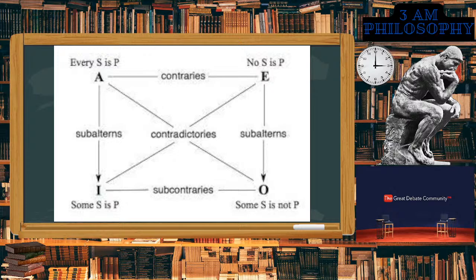Because if I didn't know that some dogs are mammals, if I didn't know that A was true, because A implies the fact that I is true. This is a subalternation. Remember, if A is true, then it implies I is true. If E is true, it implies O is true. So I don't know if I is true because A is implying it through the subalternation, or if I is true because there are some that are P and some that are not P.